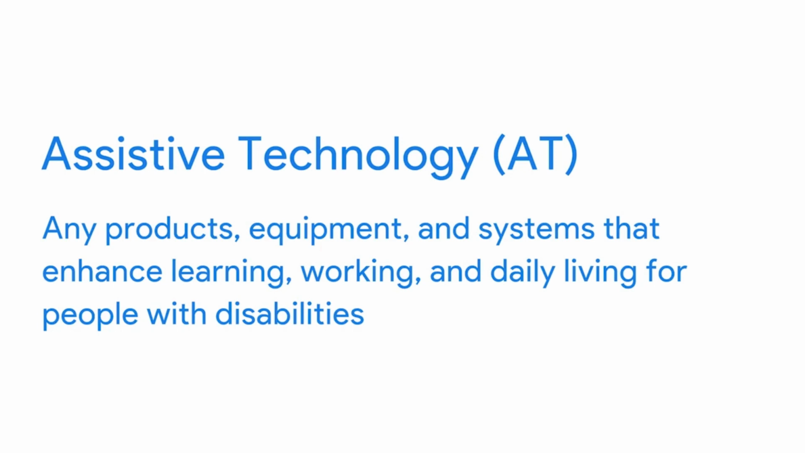Hi, nice to see you again. Earlier, we discussed the concept of accessibility. Now, we'll explore the various assistive technologies that can empower anyone with a disability. The term assistive technology, or AT for short, is used to describe any products, equipment, and systems that enhance learning, working, and daily living for people with disabilities.